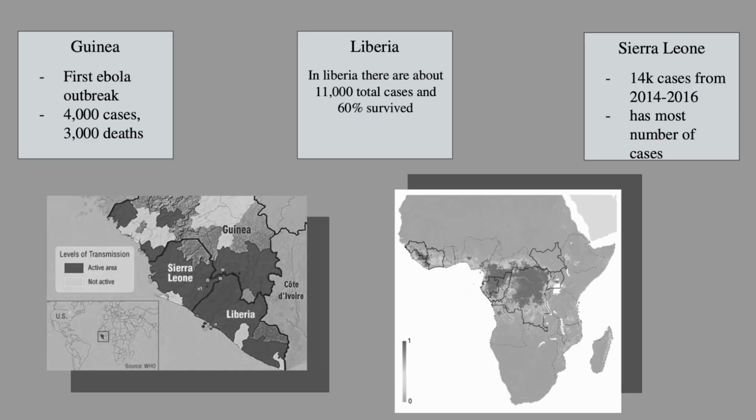So these are the 3 places where it first spread. In Guinea, it was the first Ebola outbreak, nearly 4,000 cases and 3,000 deaths. In Liberia, there were about 11,000 total cases and only 60% survived. In Sierra Leone, 14,000 cases from 2014 to 2016, and it has the most number of cases.